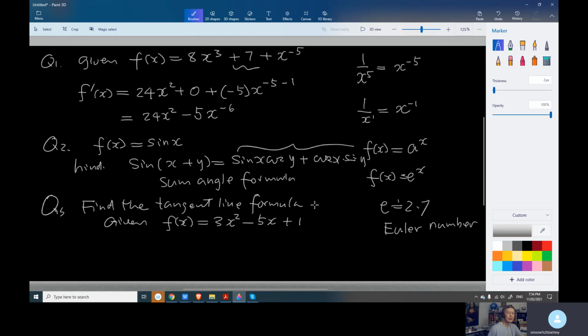Okay. So what can we do? How about find the first derivative for this? First derivative would be 6x minus 5.